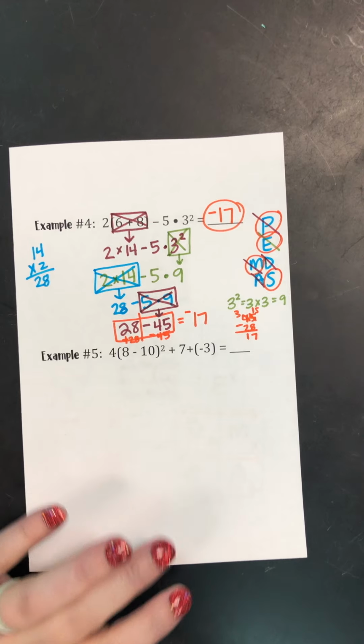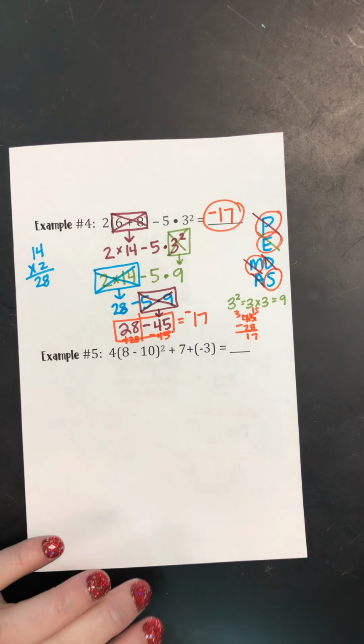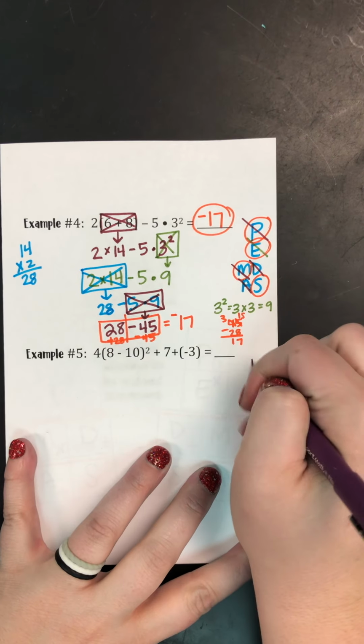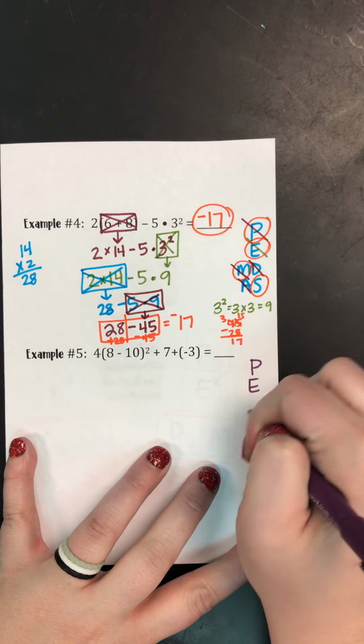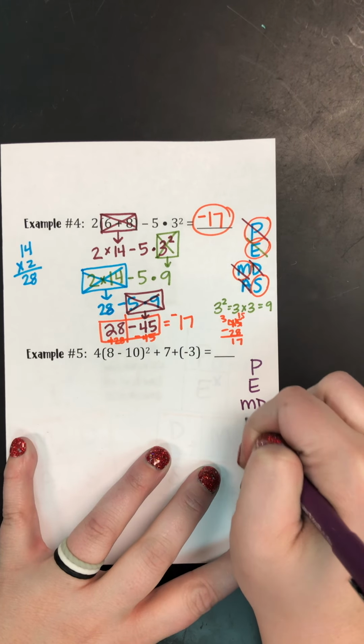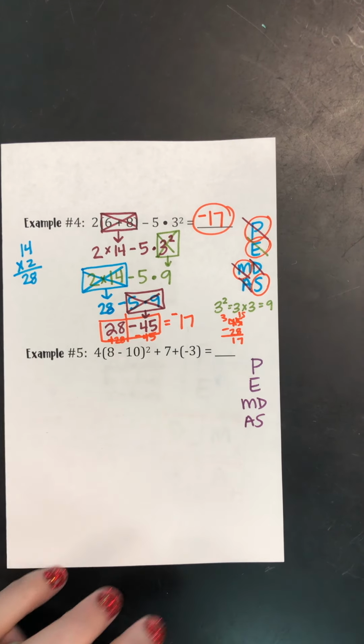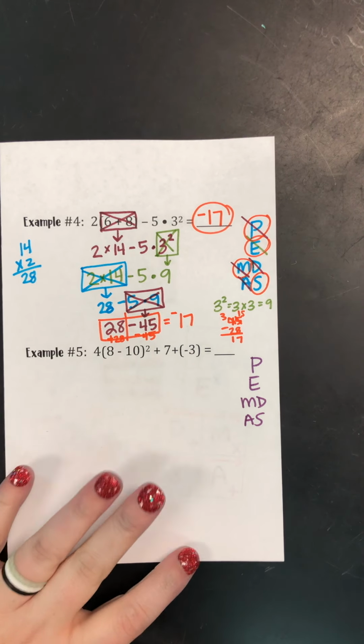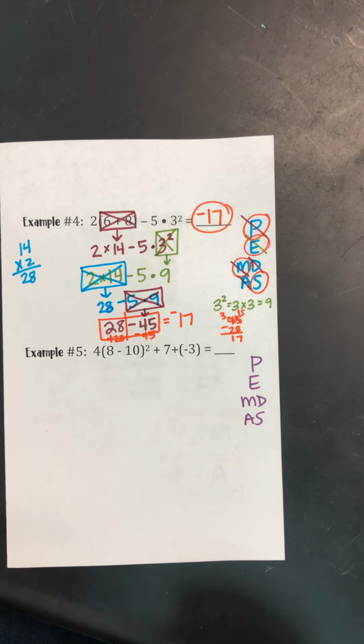All right, and then our last example is mixed operations again. So we're gonna write our PEMDAS out and circle what we have. So remember, multiply and divide next to each other, add and subtract next to each other. All right, and I'm gonna look and see what do I have in my problem.